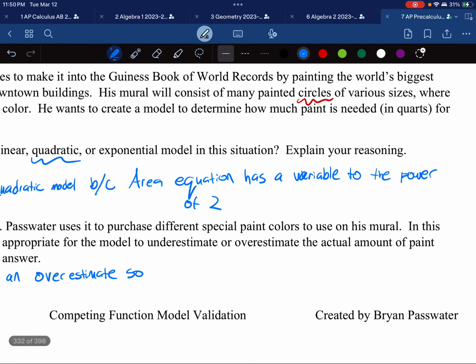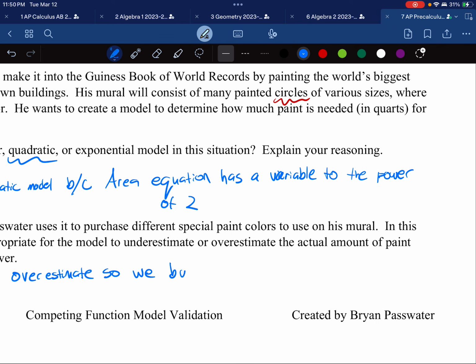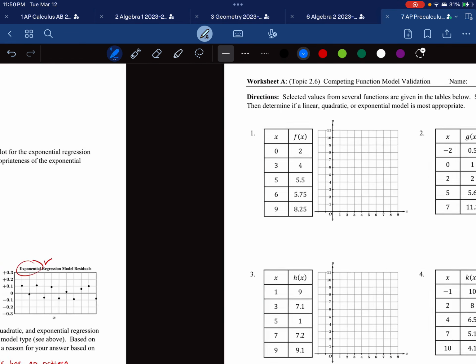So we buy too much paint as opposed to too little paint. We don't want to run out of paint. Excellent. And that's it for the notes.